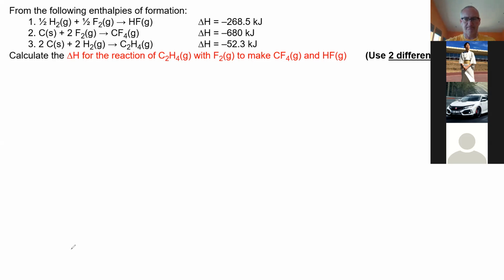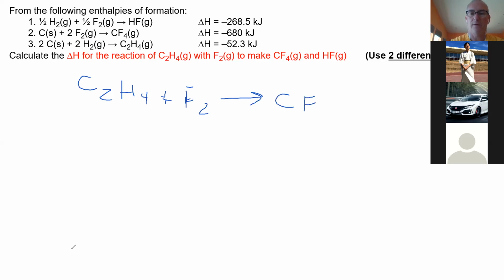Carbon tetrafluoride. You got it. Nice one. Carbon tetrafluoride and HF. So here's our reaction. C2H4 plus F2 gives us CF4 and HF.